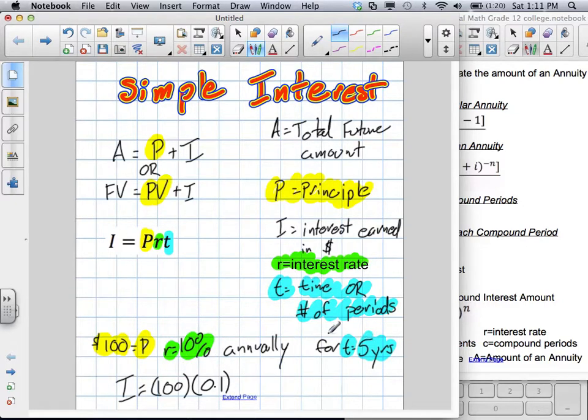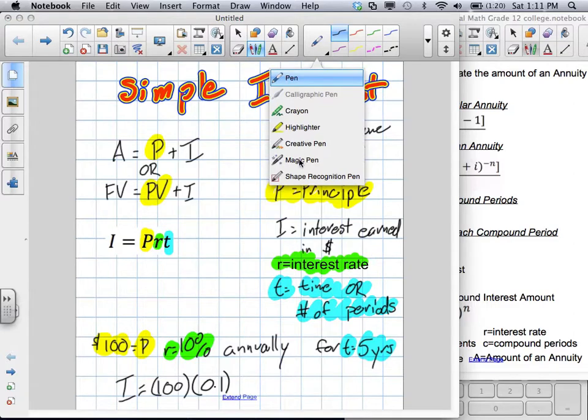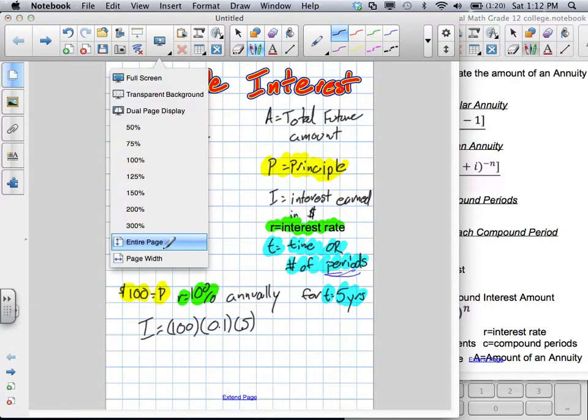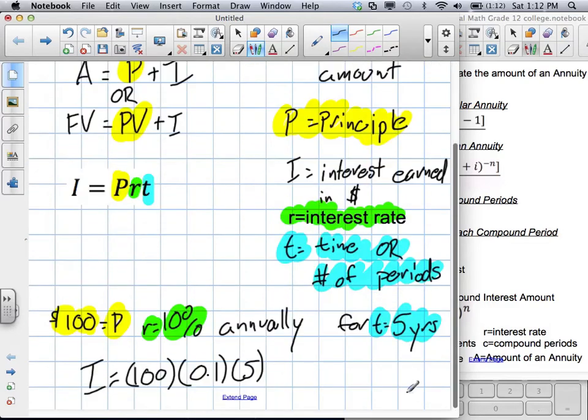And it's for 5 years. And what's important here is you do have to make sense of this. This is 10% annually, which means what? Every year. Annually means every year. So if it's for 5 years, that's 5 periods, okay? Almost think of T as our period. So it's going to be 5 in terms of our time. This is a simple one, okay? So, zoom in a little. Let's make sense of all that.